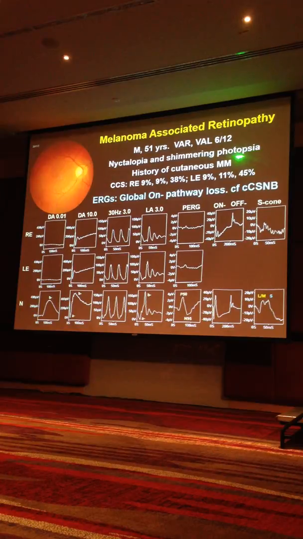The patient's got a history of malignant melanoma and comes in with a sudden onset, and this is usually sudden, of night blindness and shimmering photopsias. There's a history. Color vision, this is protan, deutan, tritan axis, so heavily elevated in the tritan axis because the S-cones only have an on pathway.